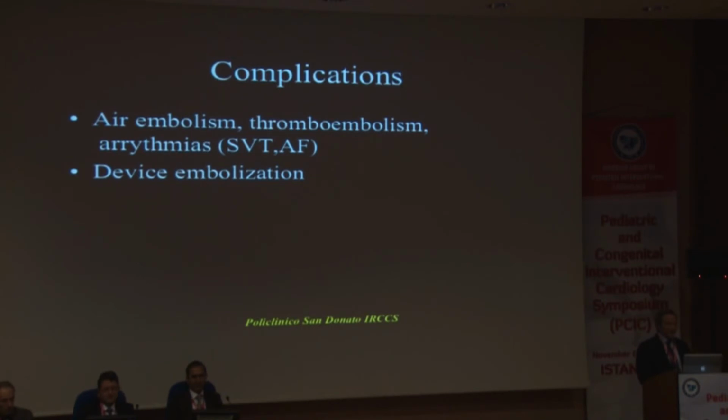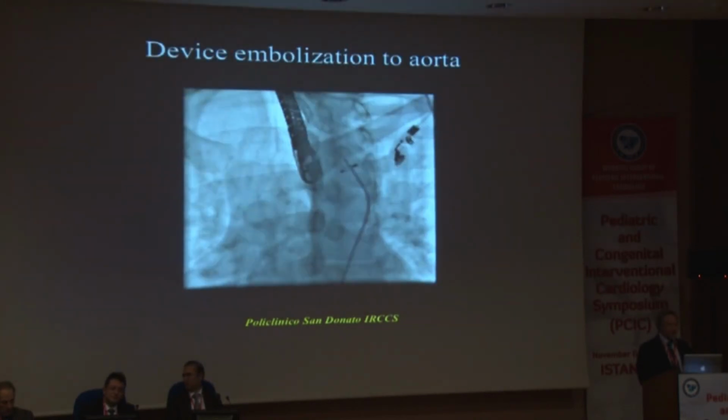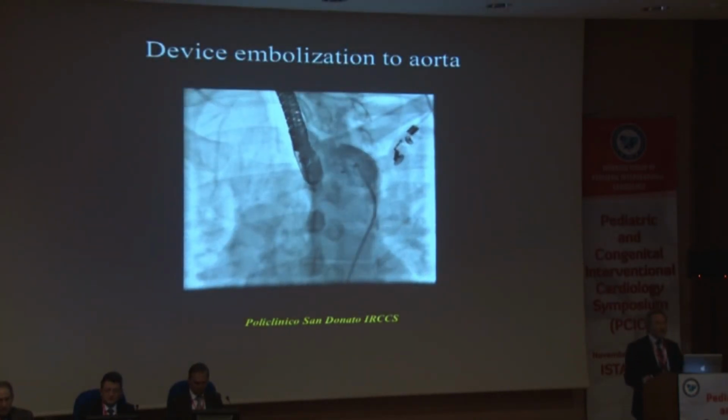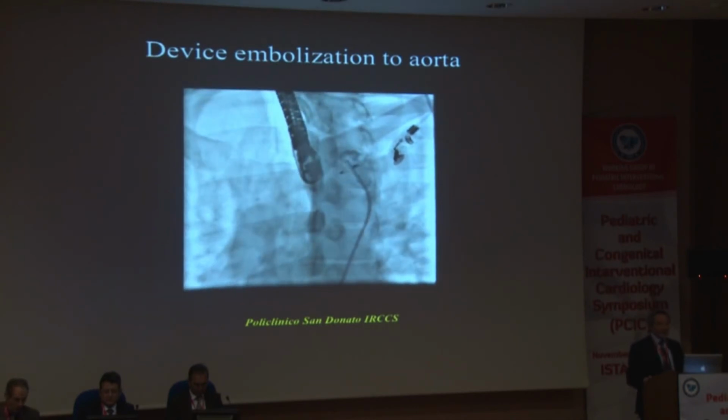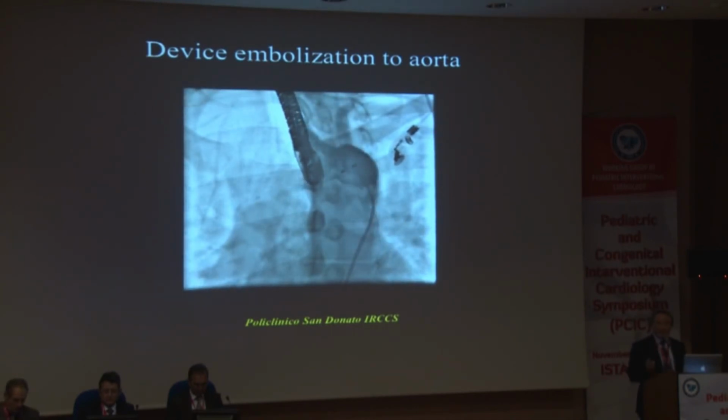You can have air embolism, thromboembolism, arrhythmias, and device embolization as well. I just show you an example. You can embolize on the right side, but also on the left side. So that's an ASO occluder in the aortic arch.